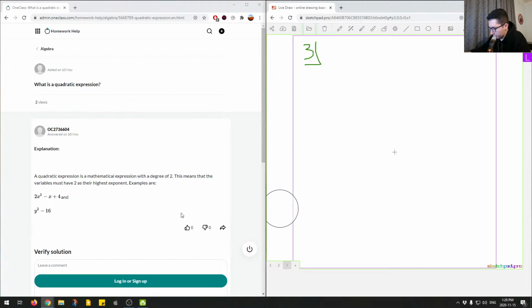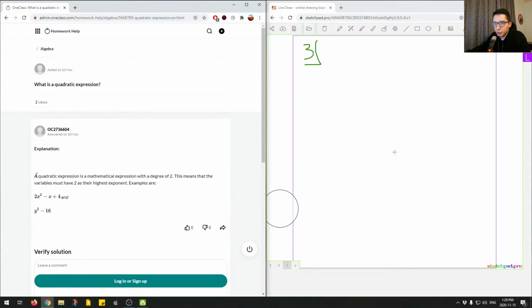This is question number 3. Alright, what is a quadratic expression? So quadratic is the key word here. This is what we're trying to figure out. So whenever you're given in a question, what's a quadratic expression, or find the quadratic expression based on some givens.